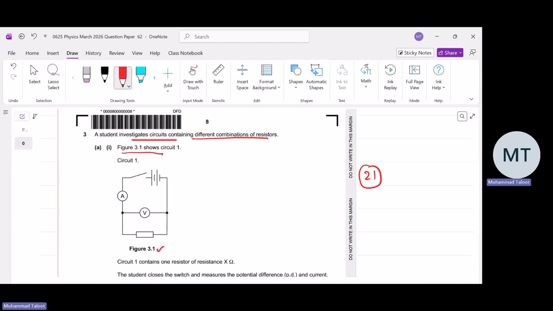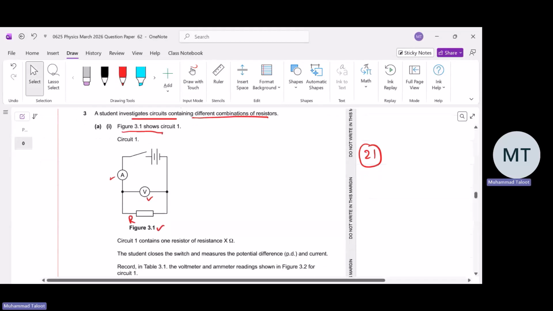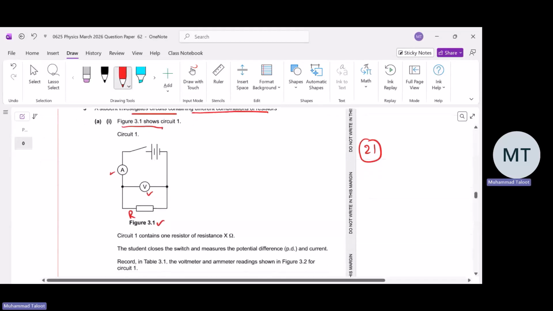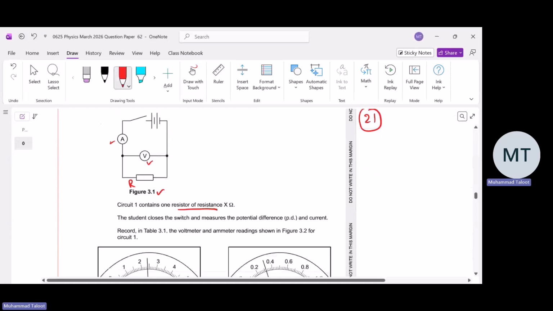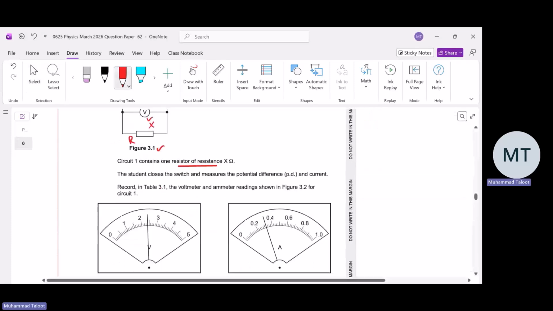So an ammeter is here, a resistor is here, a voltmeter is here. Switch and battery are connected. The circuit contains one resistor of resistance X ohm. So its resistance is X. The student closes the switch and measures potential difference and current. Record in table 3.1 the voltmeter and ammeter readings shown in figure 3.2 for circuit 1.